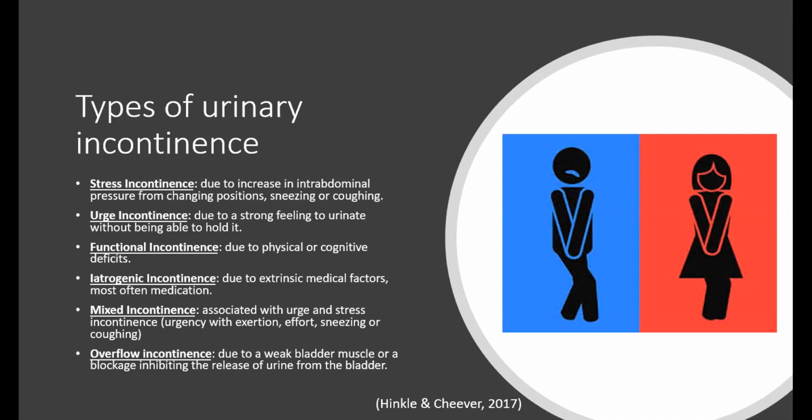right now. Overflow incontinence would be due to a weak bladder muscle or a blockage inhibiting the release of urine from the bladder. So that's often seen with BPH, benign prostatic hyperplasia.